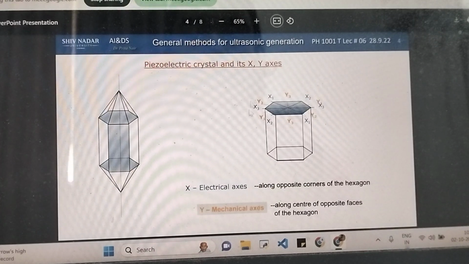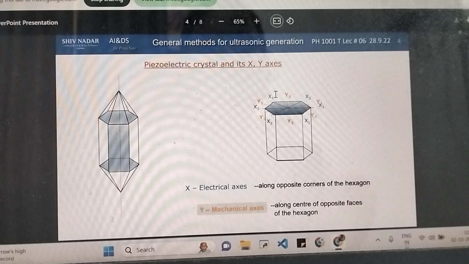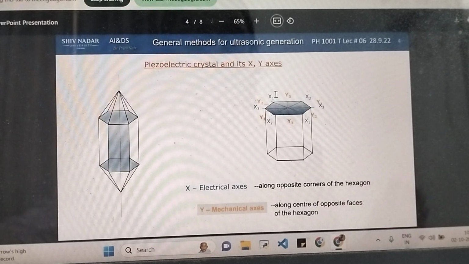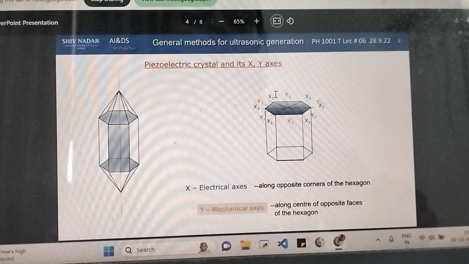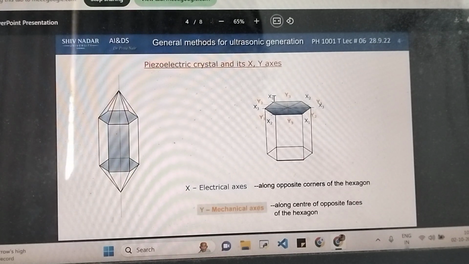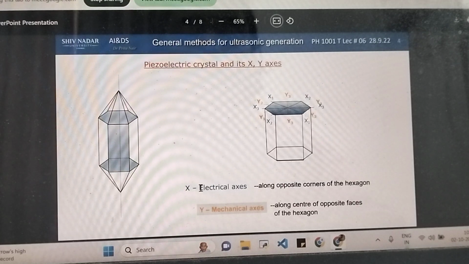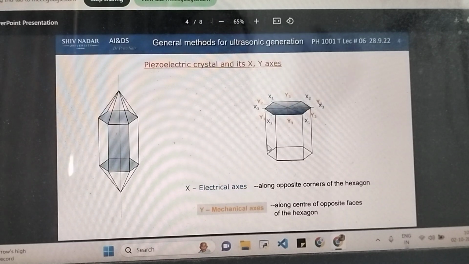So this is an example of piezoelectric crystal. You need to cut the crystal in a certain way that there is maximum space for applying force or electricity. So there are different ways of cutting. When you cut along the vertices, it is called cutting along the electrical axis, and when you cut along the midpoints of the vertices, it is called cutting along the mechanical axis.